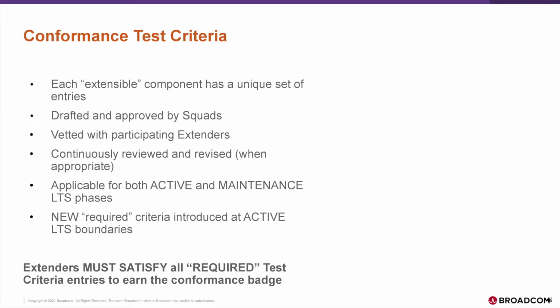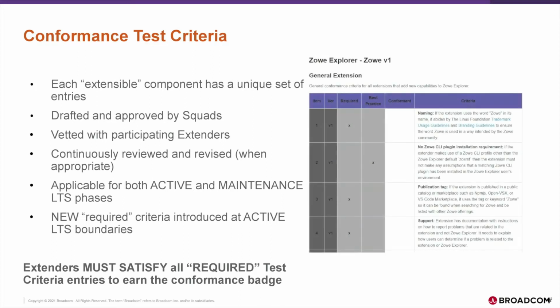So, how do we test which products are conformant? Each Zowe component has their own set of criteria. When an extender applies for conformance, they need to ensure that their extension meets all of the required test criteria entries for the particular component they are extending. The screenshot we see here shows the Zowe Explorer V1 test criteria. The Zowe Explorer squad drafted and submitted this list and is responsible for maintaining it.